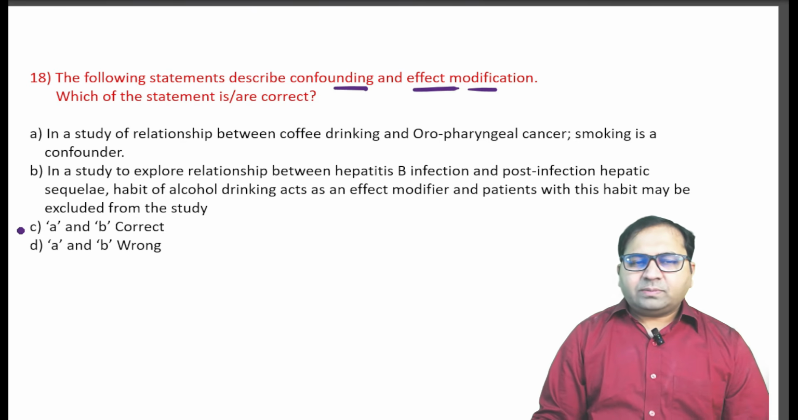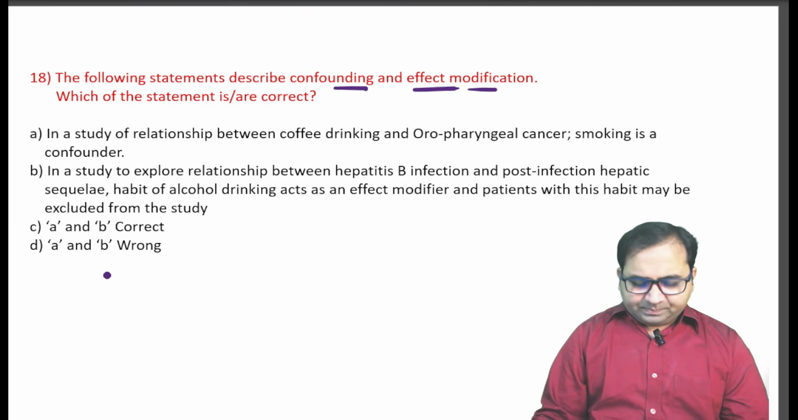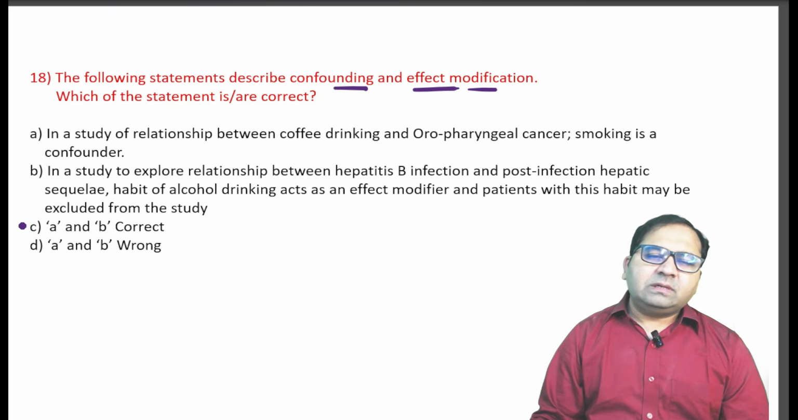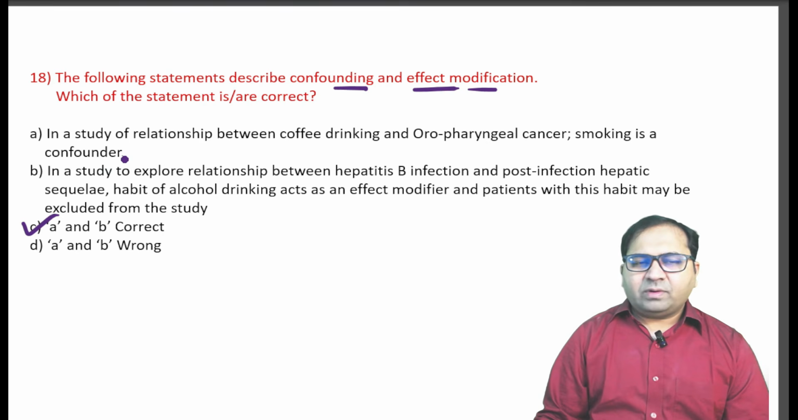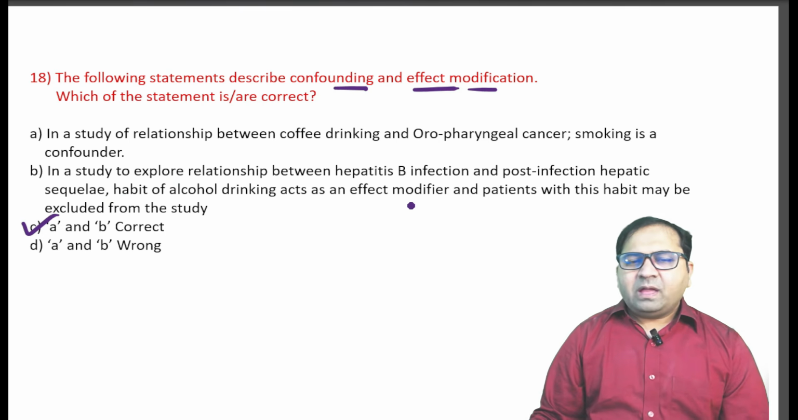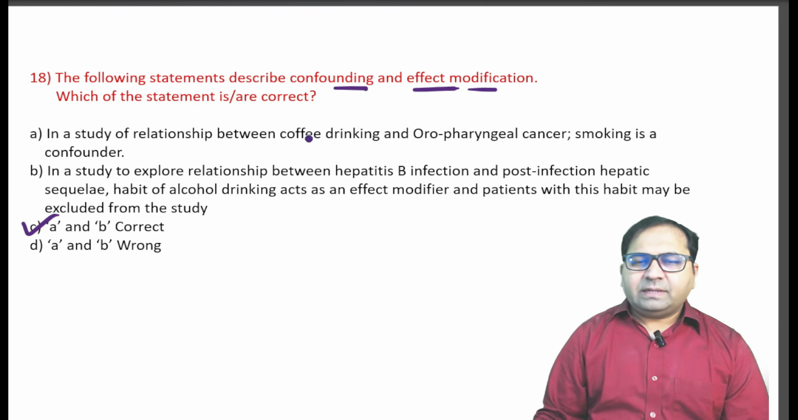So, what is option number C? That both A and B are correct. Or what is option number D? That both A and B are wrong. So, the answer for this question is C, that is both A and B are correct. That is, in a study of relationship between coffee and oropharyngeal cancer, smoking will act as a confounder. And in a study which explores the relationship between hepatitis and post-infection hepatic sequelae, the habit of alcohol drinking acts as an effect modifier, and patients with this habit may be excluded from the study.